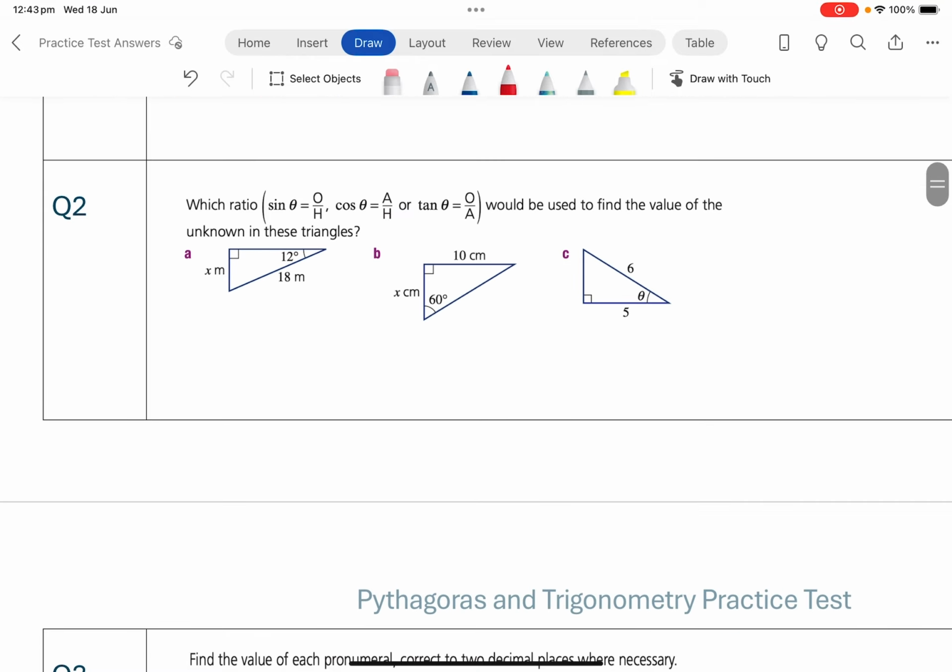All right, next questions. It asks us which ratio would we be using to solve for the unknown value in each of these triangles. That is hopefully very obviously trigonometry, right? They're using sine, cos, and tan, which is trigonometry. So we should be quite familiar with that by now.